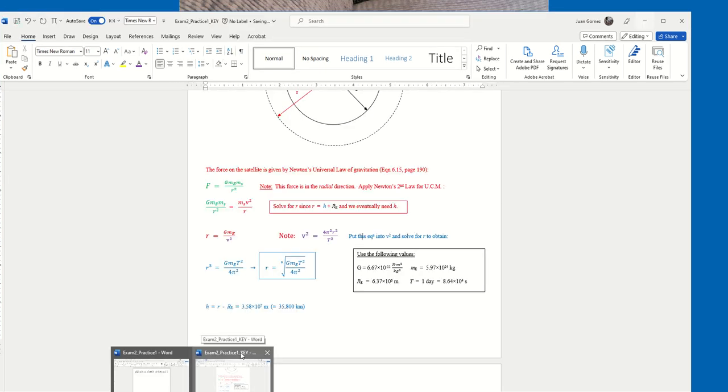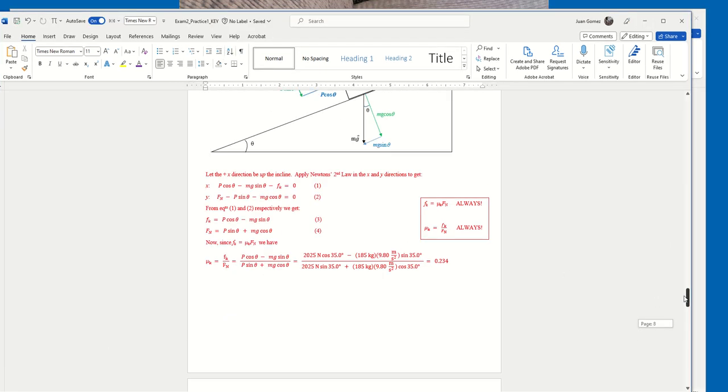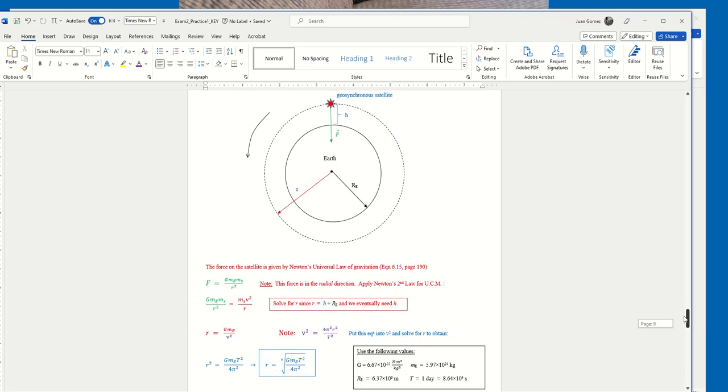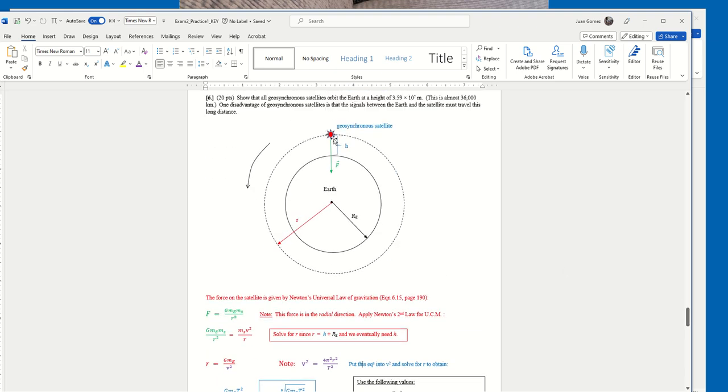Let's go ahead and sketch it. And here's the geosynchronous satellite. It's orbiting the Earth, so the satellite itself is undergoing UCM. The circular orbit is indicated by the dotted circle. It has a radius of r in the red. Here we see RE is the radius of the Earth. H is the height of the geosynchronous satellite. Remember, that's the height above the surface of the Earth.